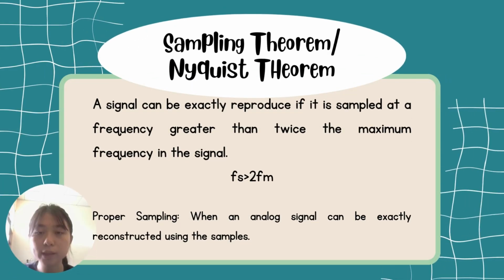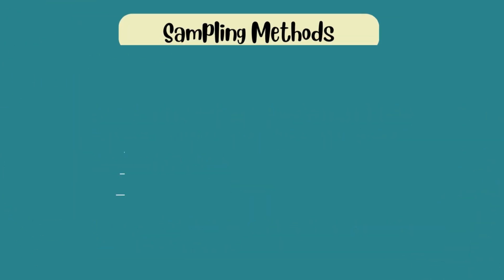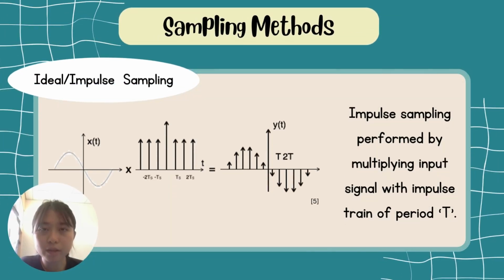Sampling theorem, also known as Nyquist's theorem, shows that a signal can be exactly reproduced if it is sampled at a frequency greater than twice the maximum frequency in the signal. Proper sampling occurs when an analog signal can be exactly reconstructed using the samples. There are three types of sampling method, which are ideal sampling, natural sampling, and flat top sampling.